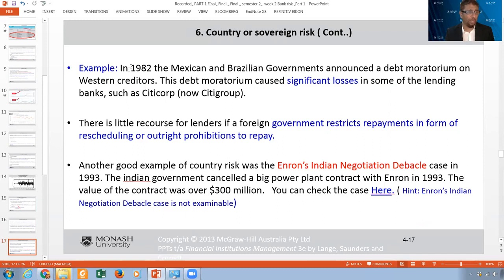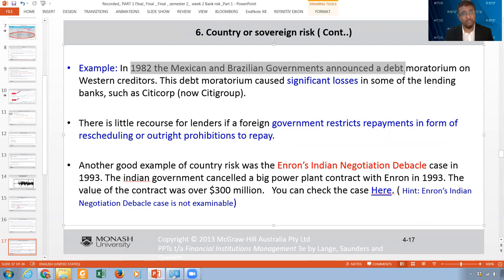This is a long time ago, in 1982, when the Mexican peso problem happened. In 1982, the Mexican and Brazilian governments announced a debt moratorium on Western creditors, which means they stopped paying the principal and the interest. Now, those huge debts to those governments actually created significant losses for huge banks like Citigroup.